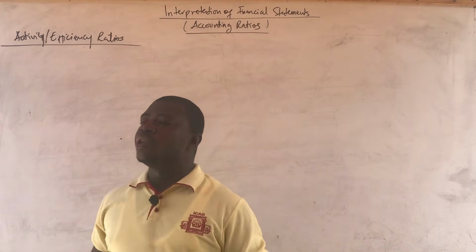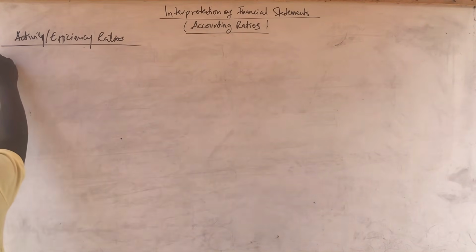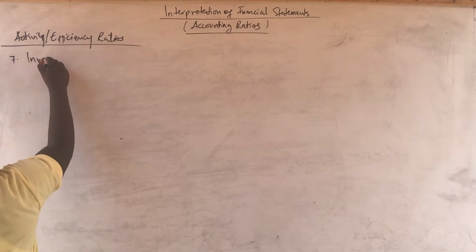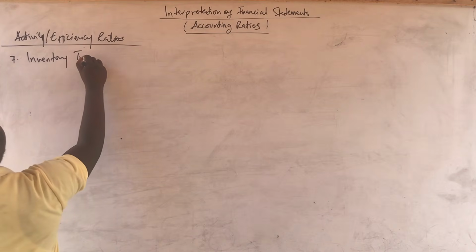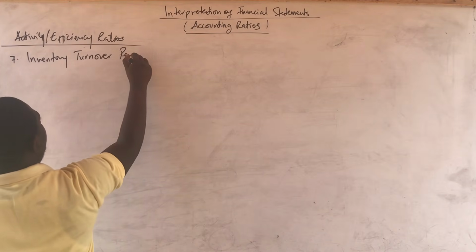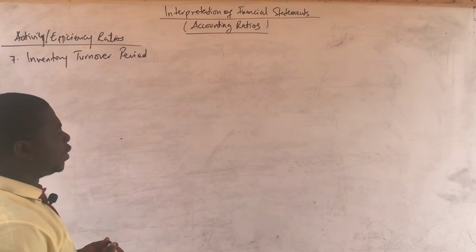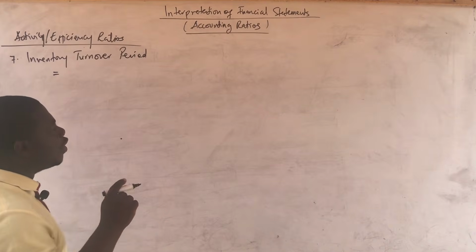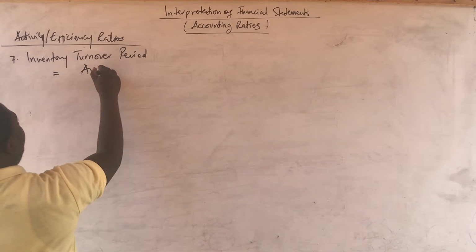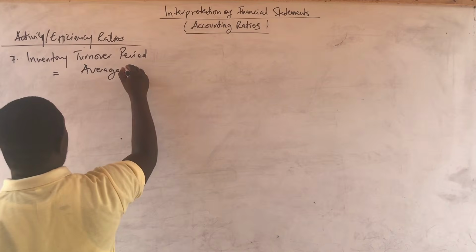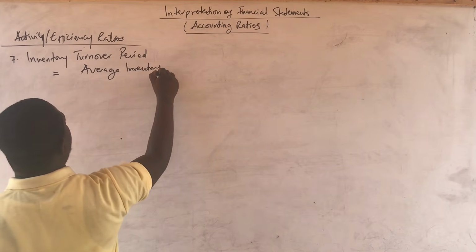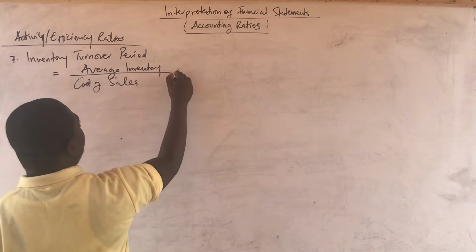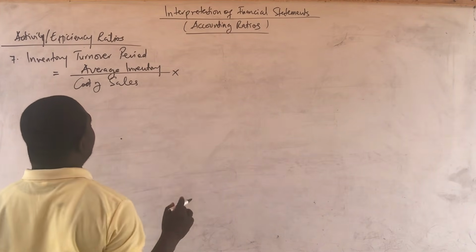Okay, so the first formula we are going to look at is the inventory turnover period. And then the formula for the inventory turnover period is your average stock or average inventory, all over the cost of sales, times, we are talking about period.